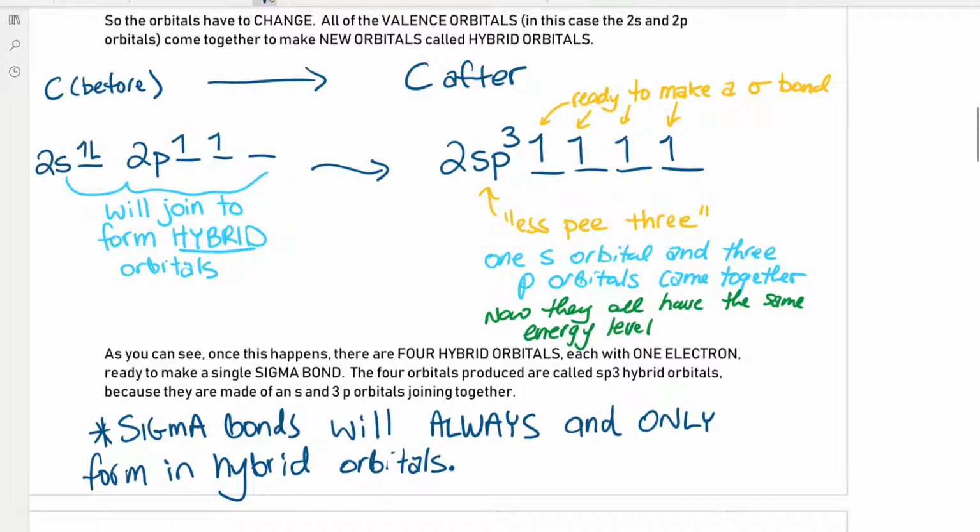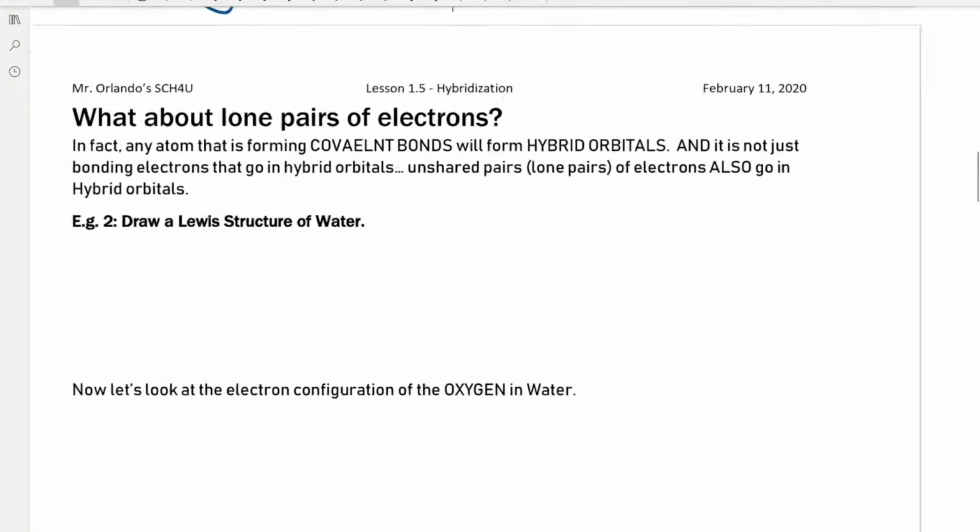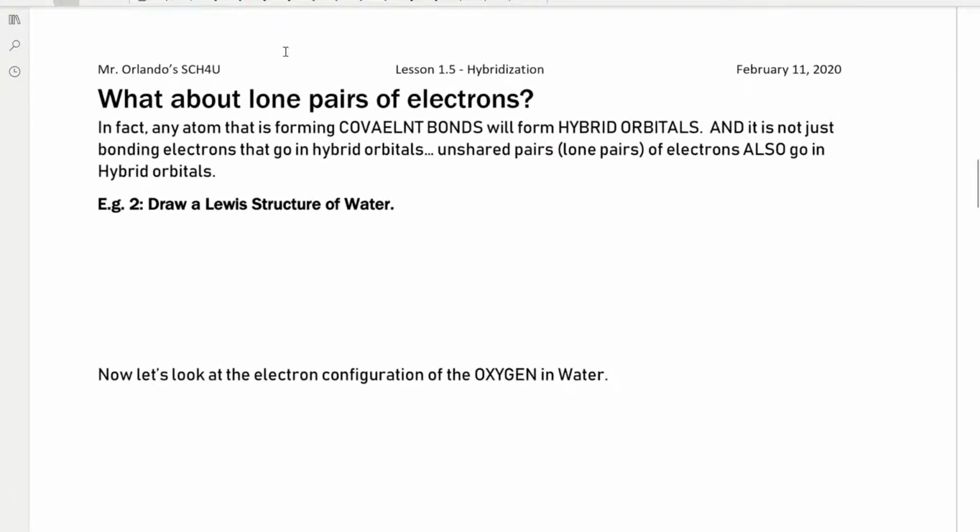Okay, now, that's great that if we have sigma bonds, anytime we have single bonds, they're going to have to go in a hybrid orbital. Let's look at a case where we don't just have single bonds, we also have some electrons that aren't shared, what we call lone pairs of electrons. So let's draw a Lewis structure of water, and I'd like you to pause the video at this point and actually take the time and draw the Lewis structure of water using the rules. Pause.